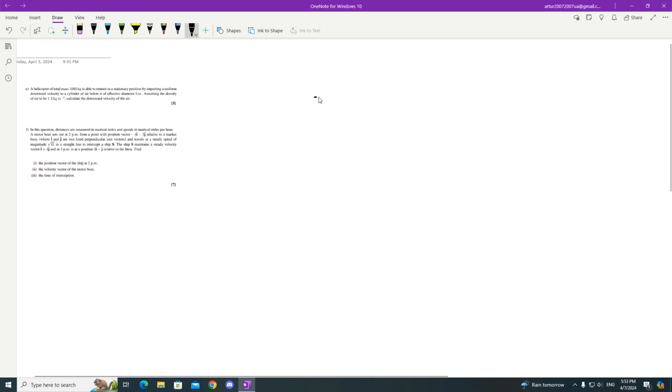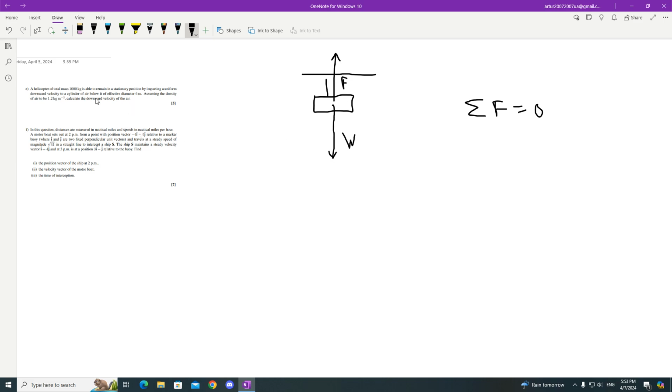We have a helicopter. Let's draw something like a helicopter and propeller with mass 1000 kilograms, that remained in a stationary position. So it means that its balance of force, so net force, is 0 according to Newton 1. So we have weight force that acts downward, and there should be some opposite force, equal in magnitude, that acts upward. Let's call it F.